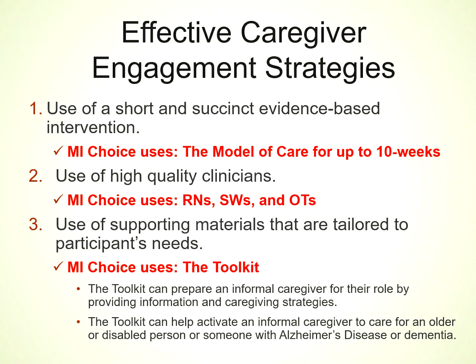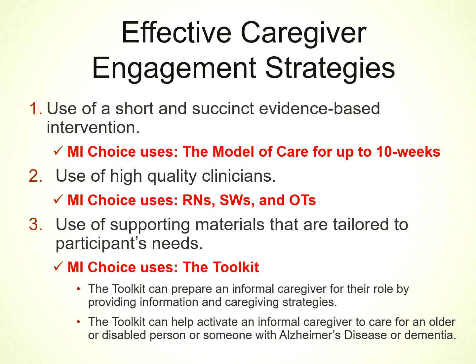Here are some effective caregiver engagement strategies. Use of a short and succinct evidence-based intervention, like when My Choice uses the model of care. The second effective strategy is use of high-quality clinicians. And in My Choice, there's use of RNs, social workers, and OTs as needed. And the third effective engagement strategy is use of supporting materials that are tailored to participants' needs. For this, My Choice can use the toolkit.